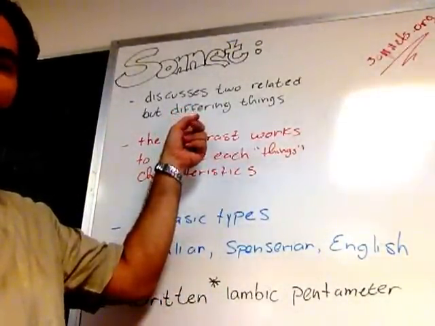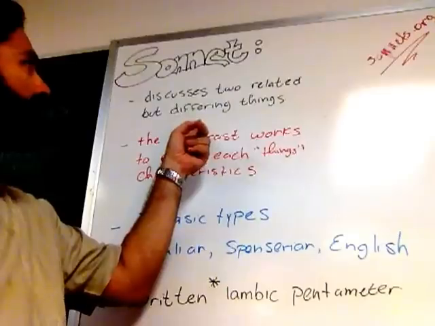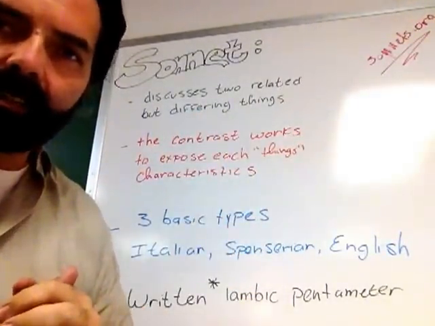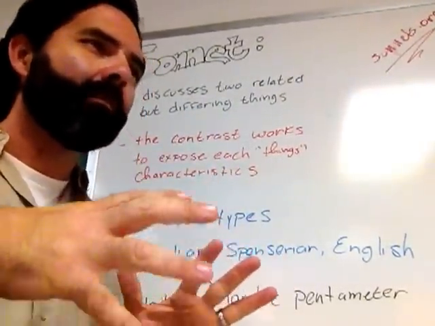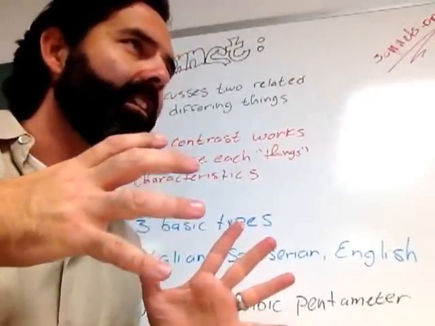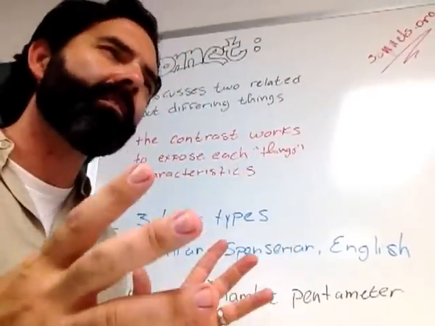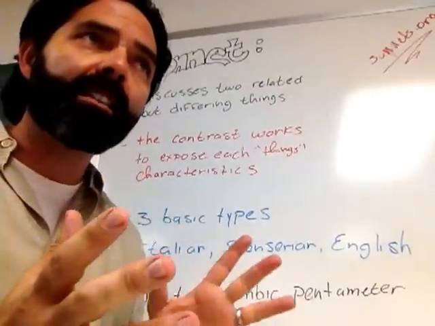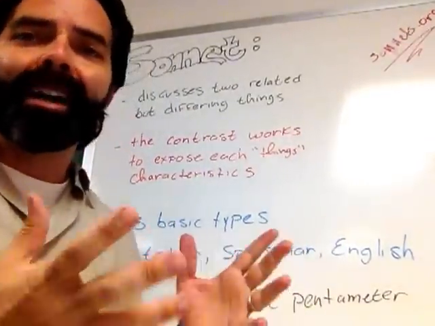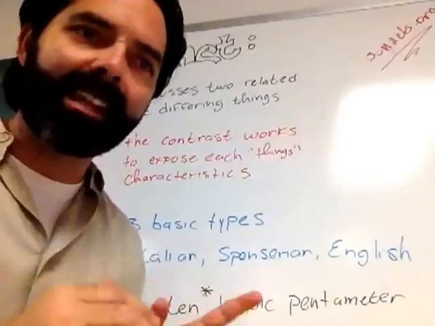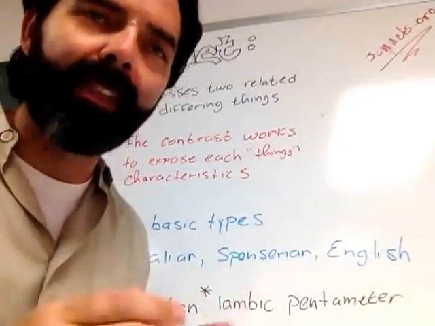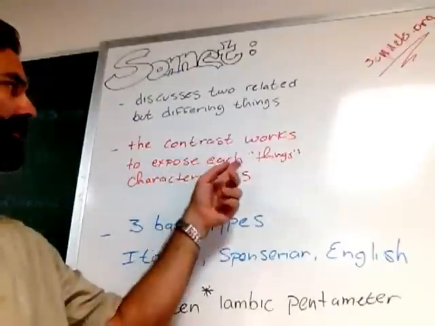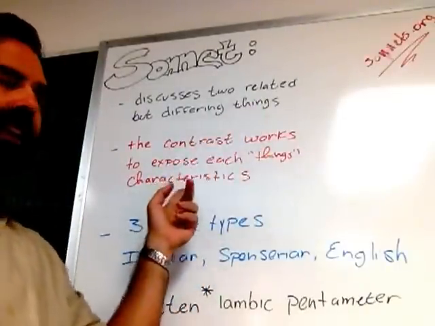Sonnets discuss two seemingly different things that are somehow related. For example, my love for a woman, but my little bit of scorn towards her. Those things are related but different, so we'll put them in the same poem. What do we do when we take two things that are opposite and put them together? By contrast, you get to see each one's characteristics a little bit more, and that's what a sonnet is trying to do. The contrast works to expose each one of the things' characteristics.